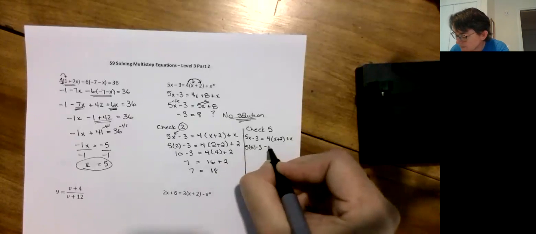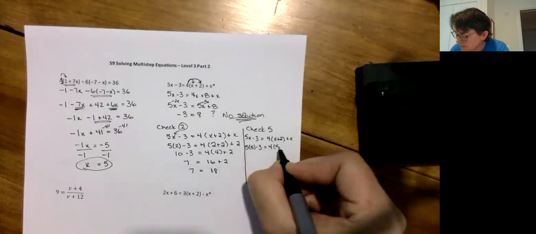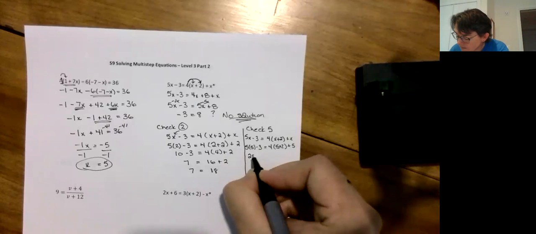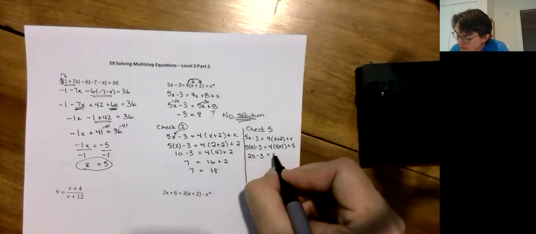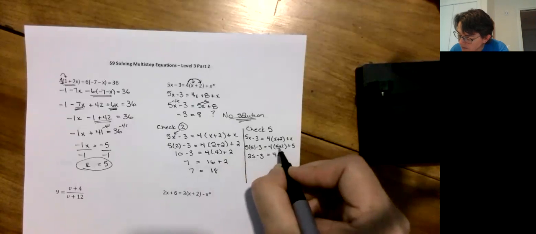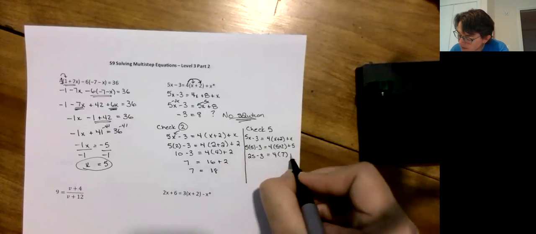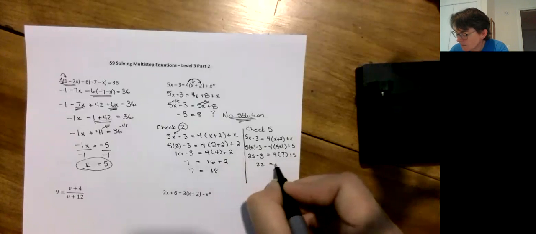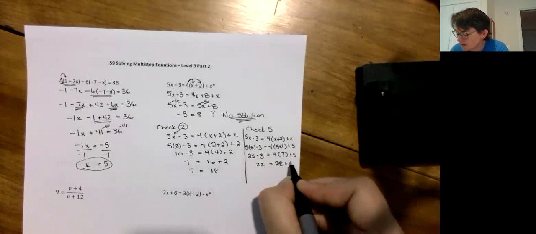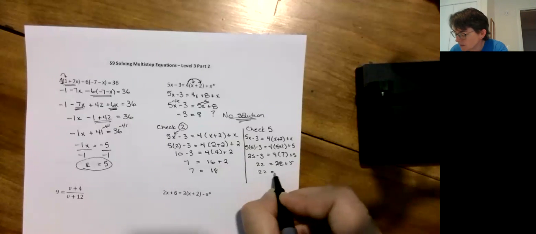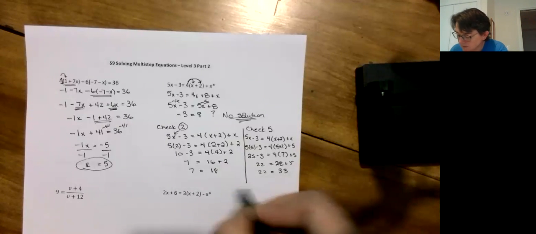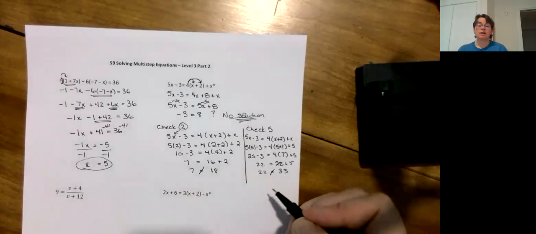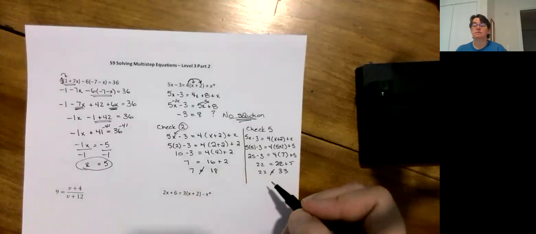Now I'm plugging it in. 25 minus 3 is equal to 4. This is already not looking good. 5 and 2 is 7 plus 5. 25 minus 3 is 22. It's equal to 28 plus 5. 22 is equal to 33. No, no. So it doesn't matter what number you pick. It's never, ever going to work.